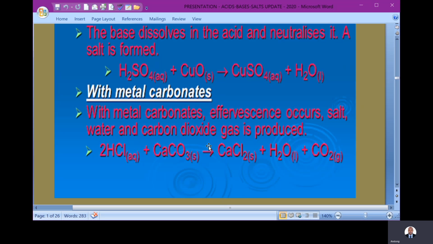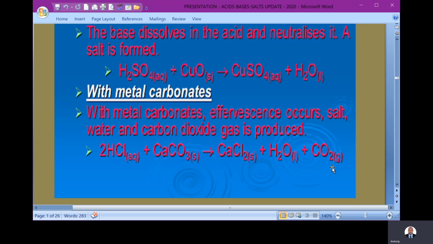As we said, the metal replaces the hydrogen ion in the acid. So now a salt, calcium chloride, is formed, water is formed, and carbon dioxide is released. This can also be measured in the laboratory using a gas syringe, which will give us the volume in cm cubed of the gas that is released.